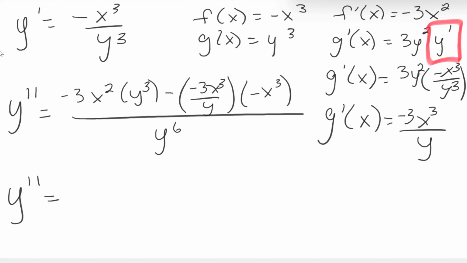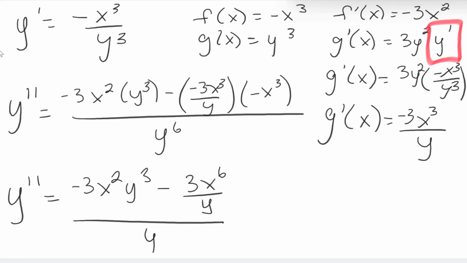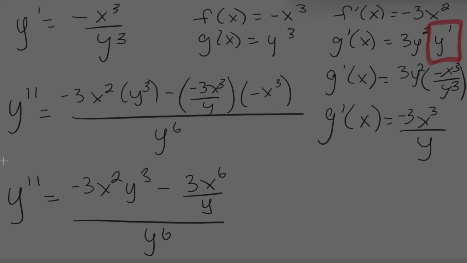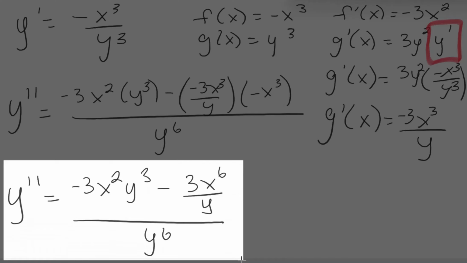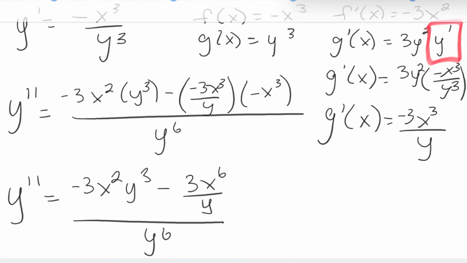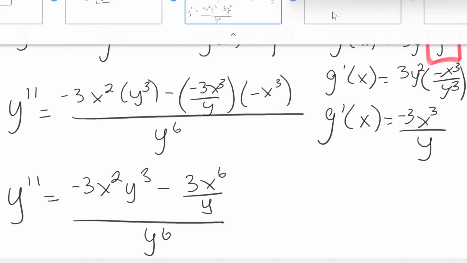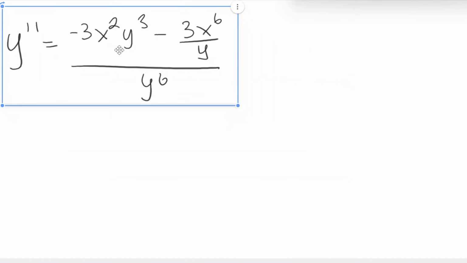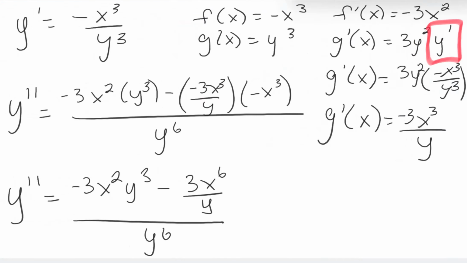All right, so let's clean this up a little bit. So we got negative 3x squared y to the third minus 3x to the 6th over y, all over y to the 6th. Yes, there's actually more we can do. Because I got a fraction over a fraction, which is never a nice thing to leave. We never want to leave complex fractions if we can.